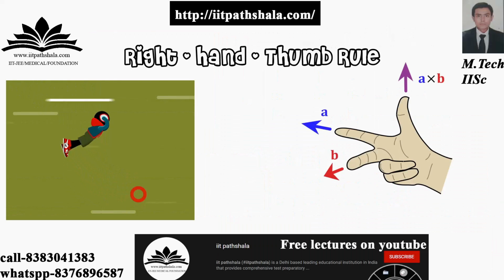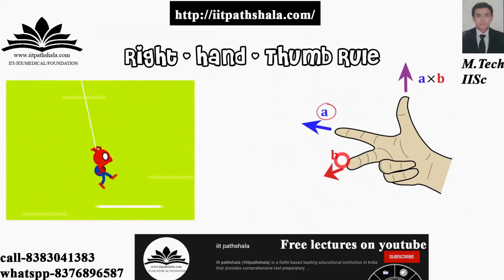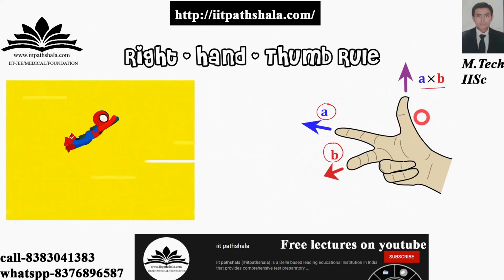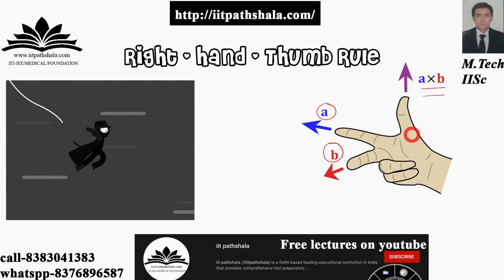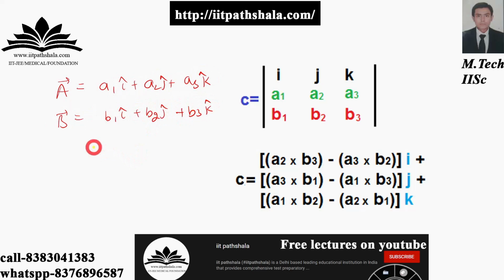So this is your right hand thumb rule, in which your index finger indicates one vector, your middle finger indicates another vector, and your thumb indicates the direction of the resultant vector. Fine with that? Now we'll be doing the component wise analysis of this cross product. Let us say I have vector a as a1 i cap, a2 j cap, a3 k cap, and vector b as b1 i cap, b2 j cap, b3 k cap. Now you want to find a cross b.